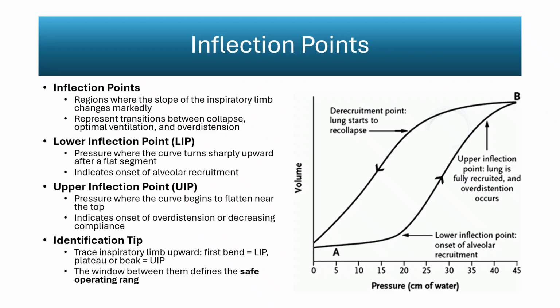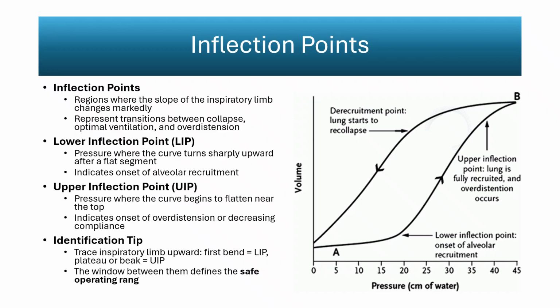This indicates that a threshold has been crossed, where alveoli begin to open and recruitment accelerates, allowing volume to rise more efficiently for each additional unit of pressure. As pressure continues to rise through the mid-range, the slope becomes more linear. In this zone, alveoli recruit progressively, compliance is highest, and the lung expands in a stable and efficient manner. This region between the lower and upper inflection points represents the optimal operating range for ventilation, where pressure is neither too low to keep alveoli open nor high enough to begin overstretching them.